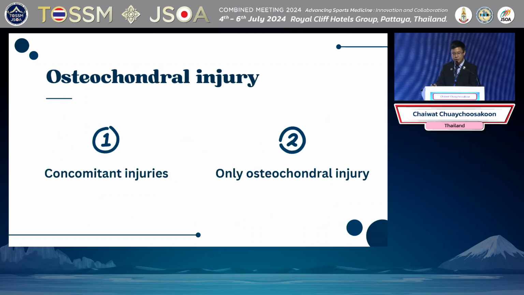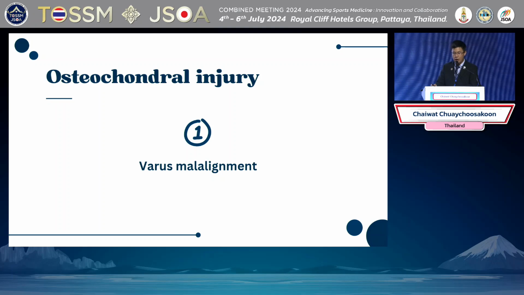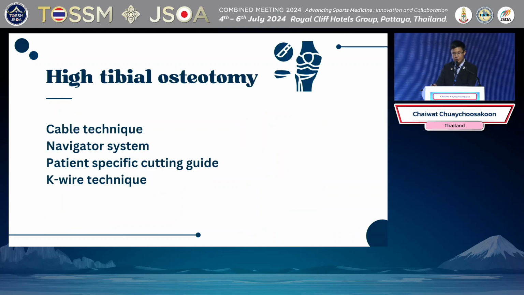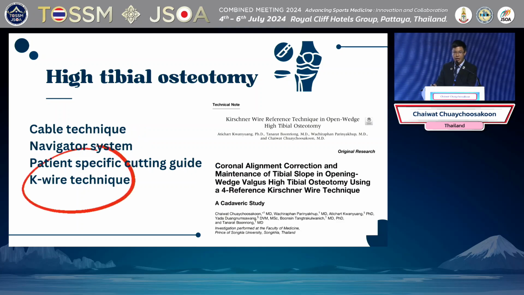Subchondral bone injury or osteochondral injury can be divided into two groups. The first is with concomitant injuries, and the second is only osteochondral injury. For concomitant injury, an example is varus malalignment. When we meet a patient with varus malalignment, the option to correct the alignment is high tibial osteotomy, the gold standard. There are many options to determine the degree of alignment correction: the cable technique, the navigator system, the patient-specific cutting guide, and the K-wire. Today, I will propose the K-wire technique to measure the degree of alignment correction.